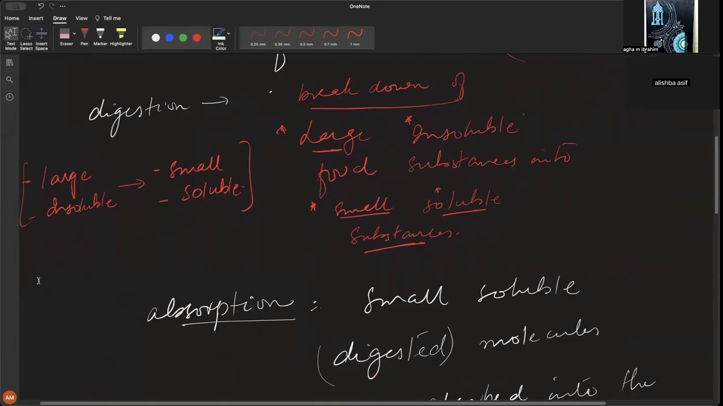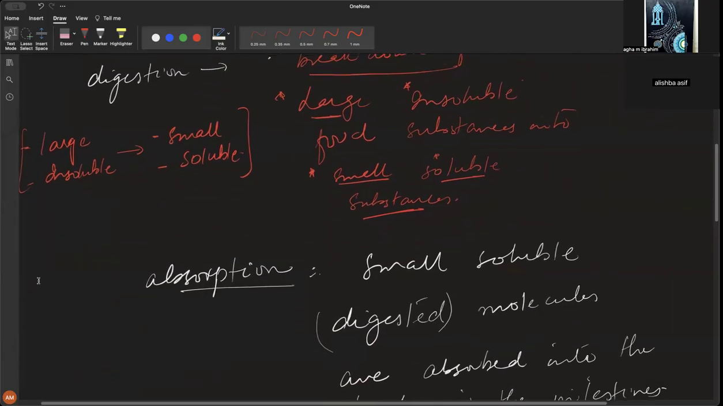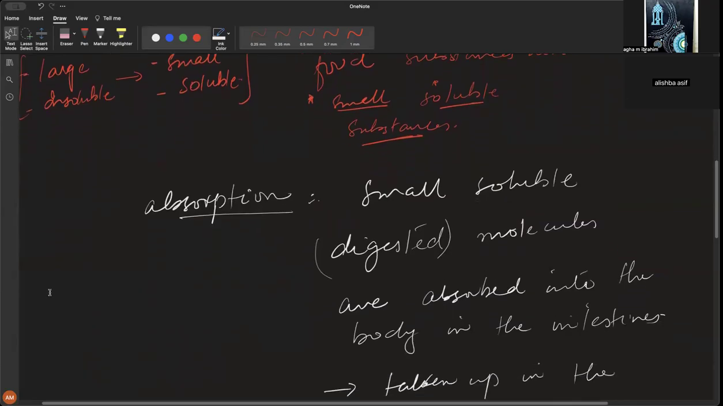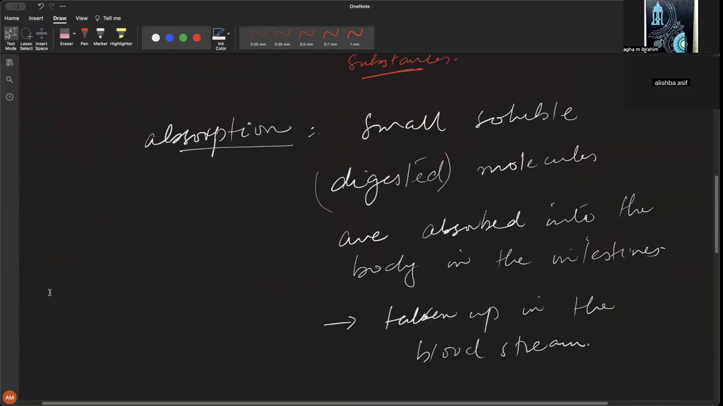We say what is absorption. Then the process of absorption takes place. All of these small soluble or digested molecules of the food particles are absorbed into the body in the intestines. All of this is taken up by the body through the intestine into the bloodstream and the lacteals and all of that. It is taken up into the bloodstream so that it can be transported.